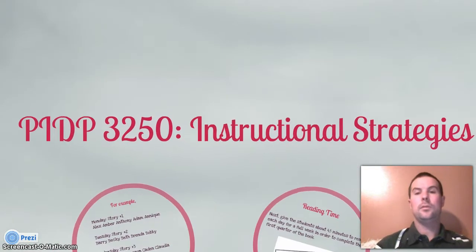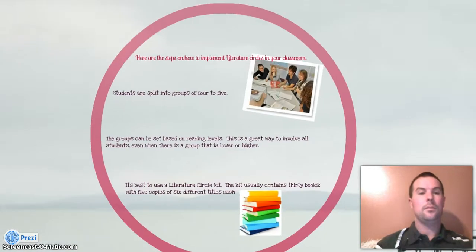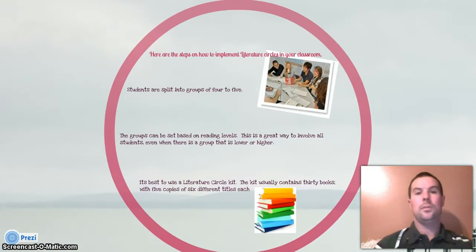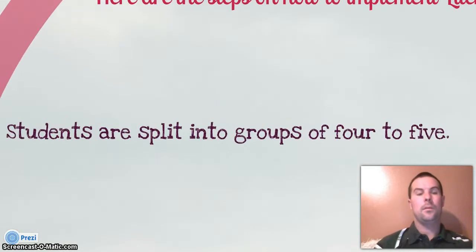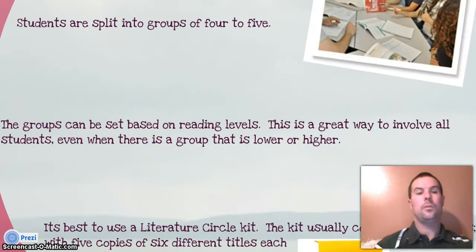My instructional strategy video is on literature circles. Here are the steps on how to implement literature circles in your classroom. Students are split into groups of 4 to 5. The groups can be set based on reading levels. This is a great way to involve all students, even when there is a group that is lower or higher.